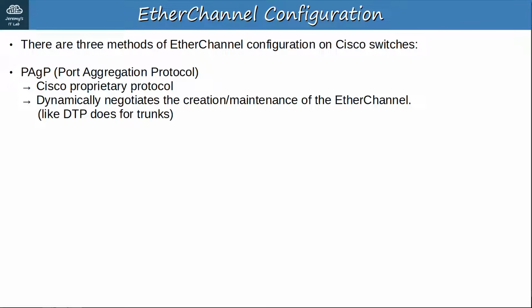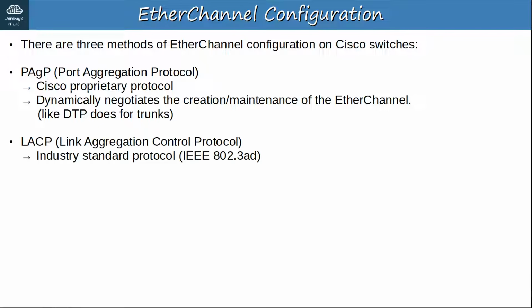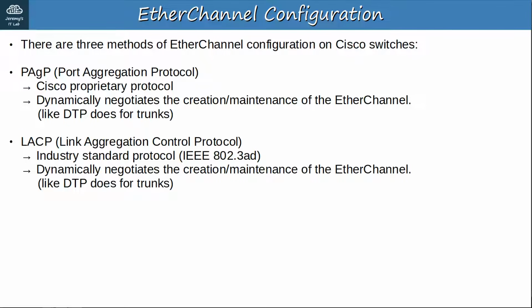Okay, the next method of configuration is LACP, which stands for Link Aggregation Control Protocol. It is an industry standard protocol, once again from our friends at the IEEE. Its code is 802.3ad. Basically, it does the same thing as PAgP. It dynamically negotiates the creation and maintenance of the EtherChannel, like DTP does for trunks.